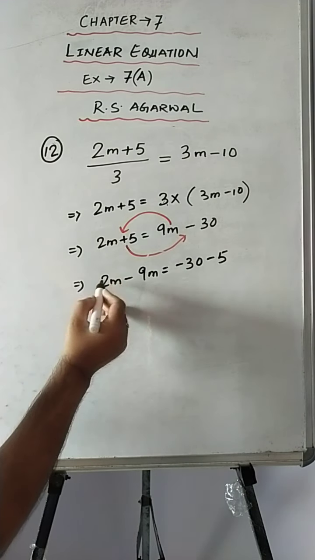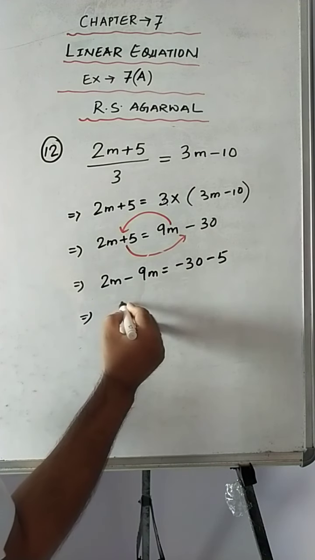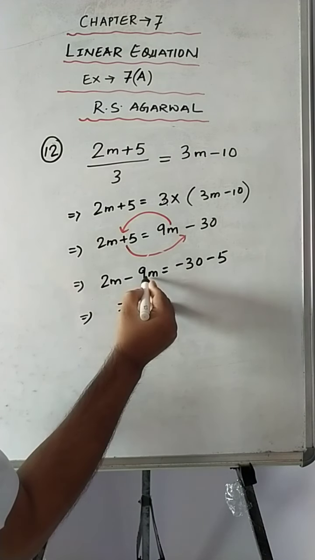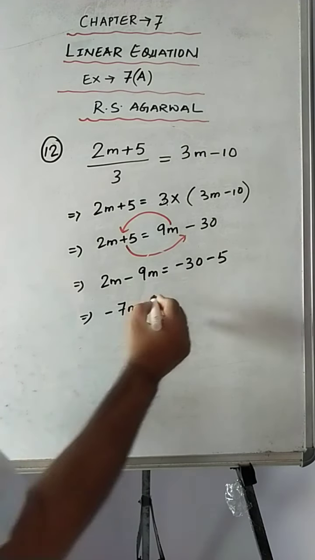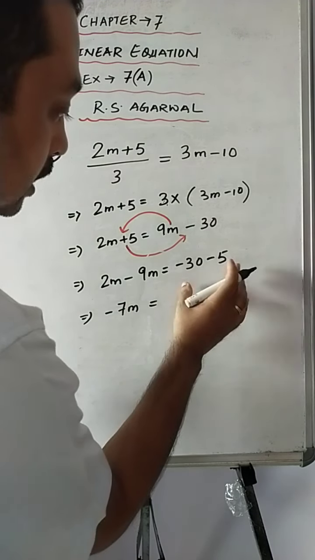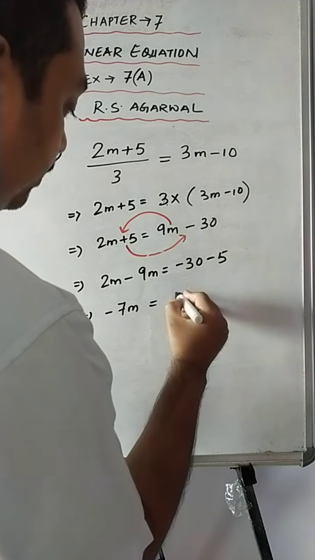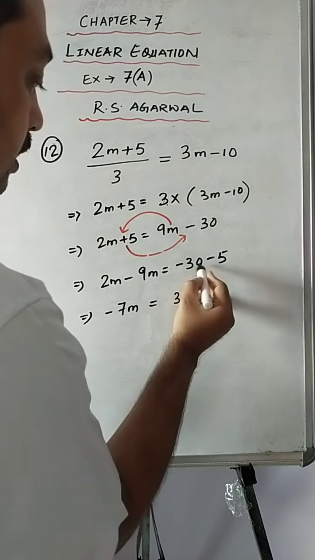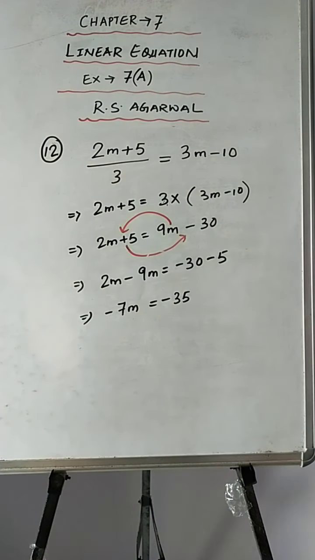Now what is the answer of this? Plus minus is minus, definitely we have to do minus. 9 minus 2 is what? 7m. Since 9 is greater and it is carrying the minus sign, we'll put the minus sign here. Okay, similarly we'll do the same thing on the right hand side. Minus minus is plus, 30 plus 5 is 35. Which number is greater? 30, and it is carrying the minus sign, so we'll put the minus sign.